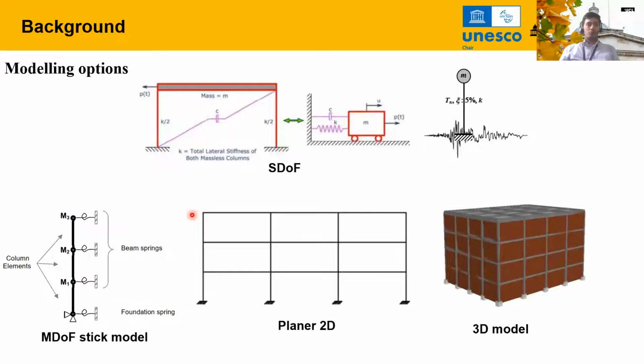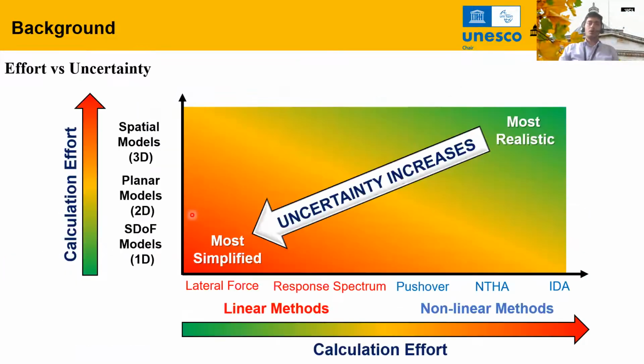With respect to modeling options, Professor Dina already showed some of these in her slides. So we have different modeling options: an SDF system, a single degree of freedom system, or a multi degree of freedom system, a stick model we call it, or we could simplify our structures into a number of planar structures, or we could go into a 3D model. But that also has implications on our results.